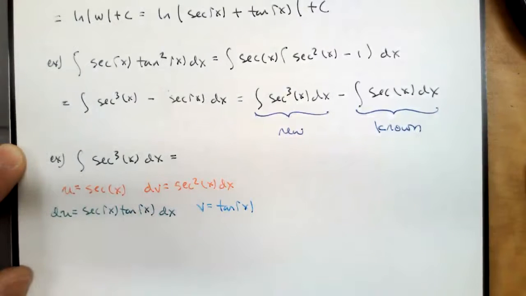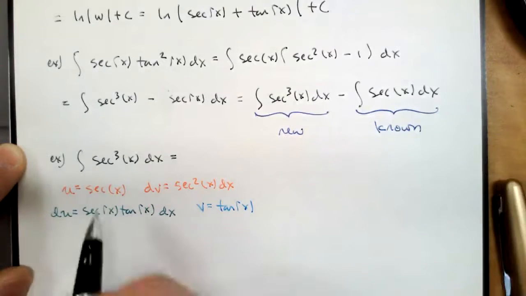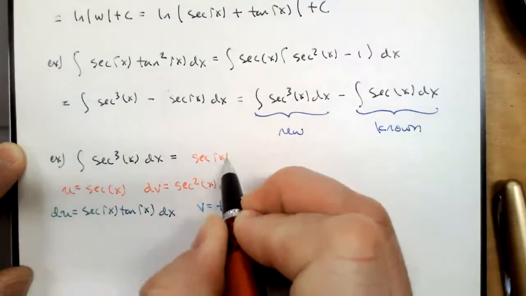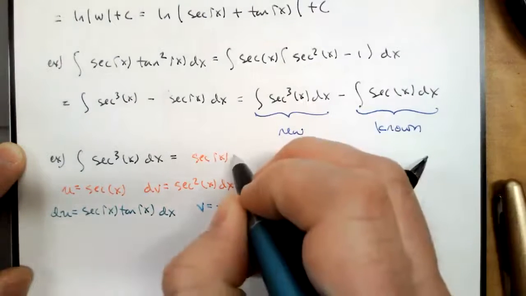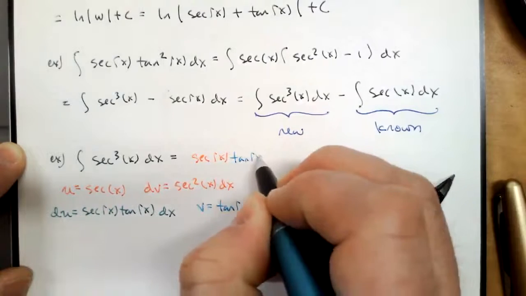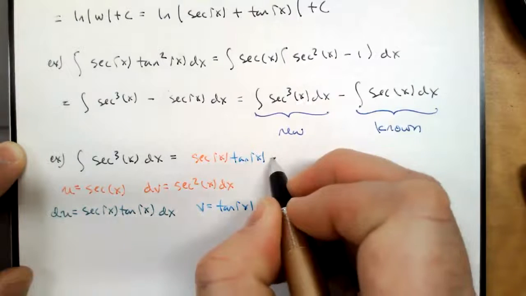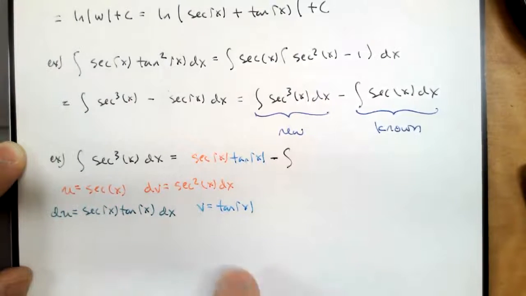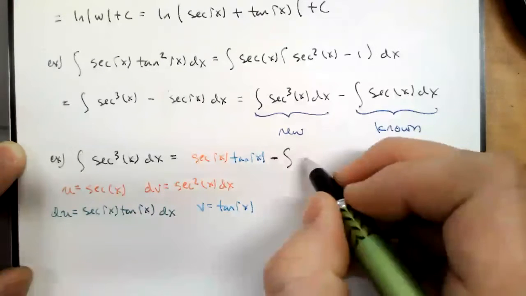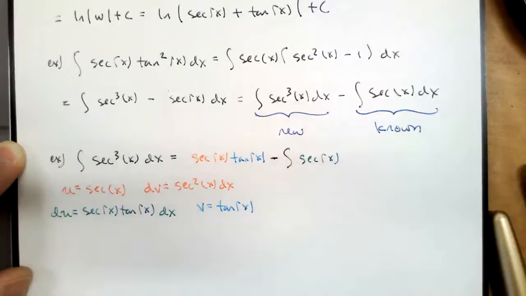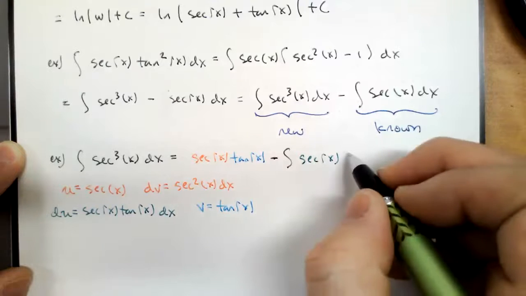So the integral of u dv is uv, so secant x tangent x, minus the integral of v times du. And that's going to be tangent times secant x tangent x, so secant x tangent squared x.